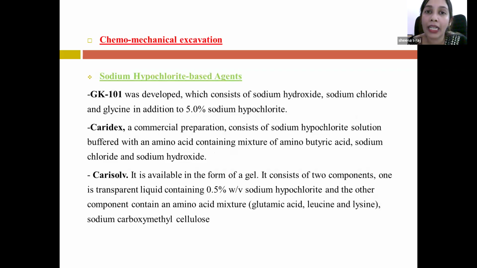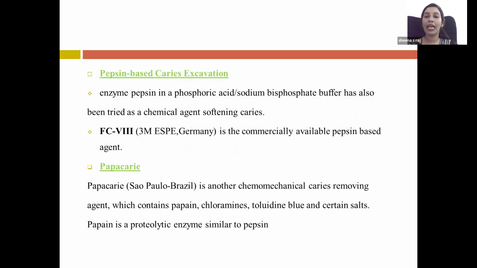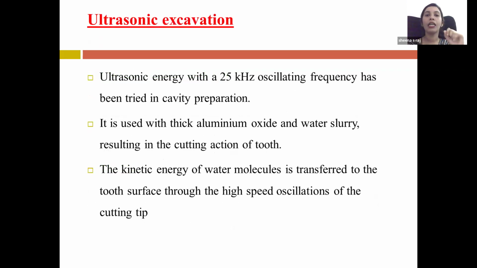Next comes chemomechanical excavation. Mainly chemical agents are used for removing the caries. First of all, sodium hypochlorite based agents are used, like GK101, Cariodent, and Carisolv. Hope you have heard all these things; go for the explanation part. Pepsin-based caries excavation is there, using the enzyme pepsin, for example Pepsin FC8. Papacarie is also another chemomechanical method.